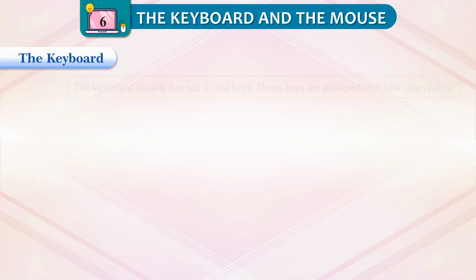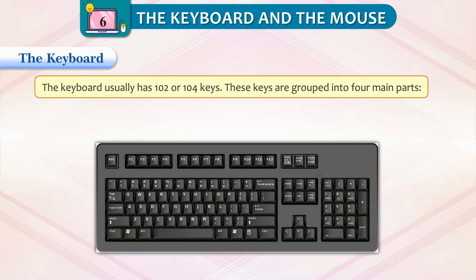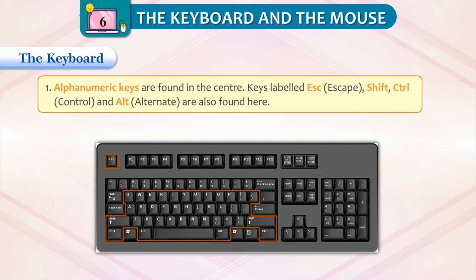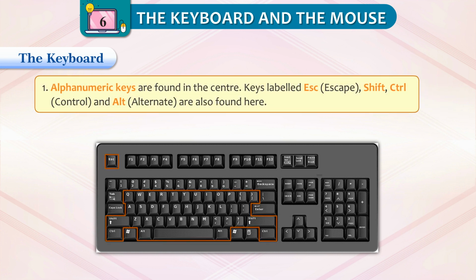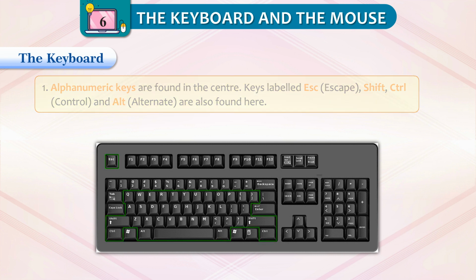The keyboard. The keyboard usually has 102 or 104 keys. These keys are grouped into 4 main parts. 1. Alphanumeric keys. Alphanumeric keys are found in the center. Keys labeled ESC, Escape, Shift, CTRL, Control, and ALT, Alternate, are also found here.